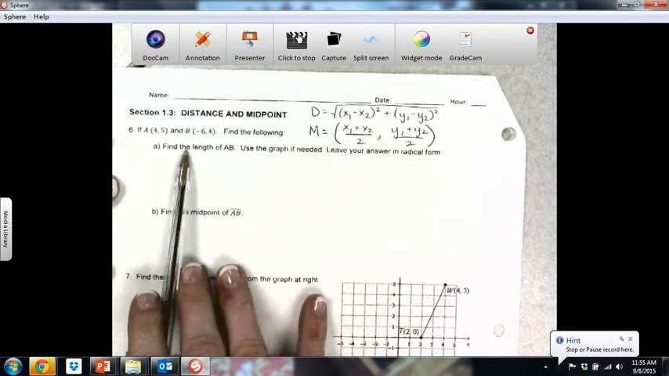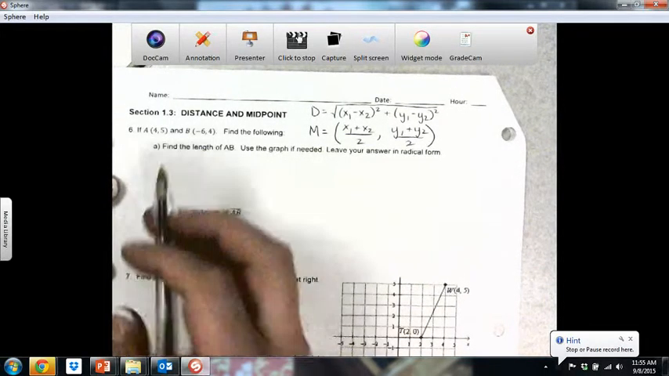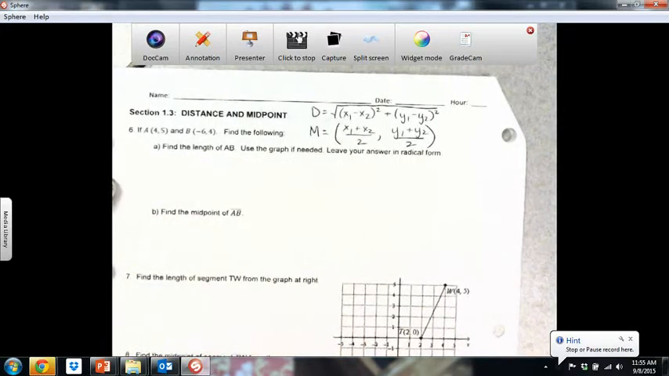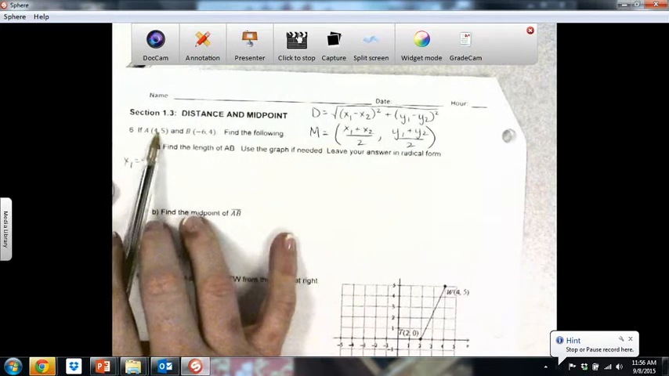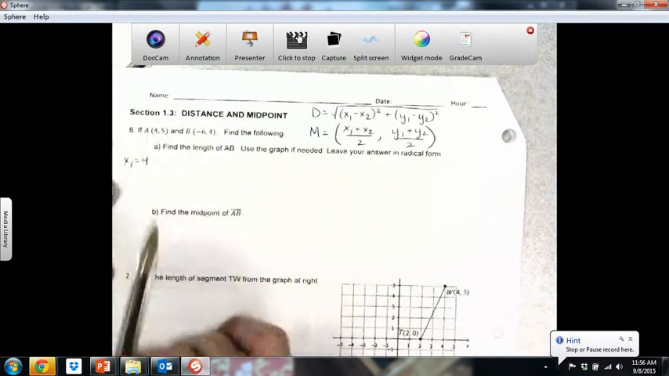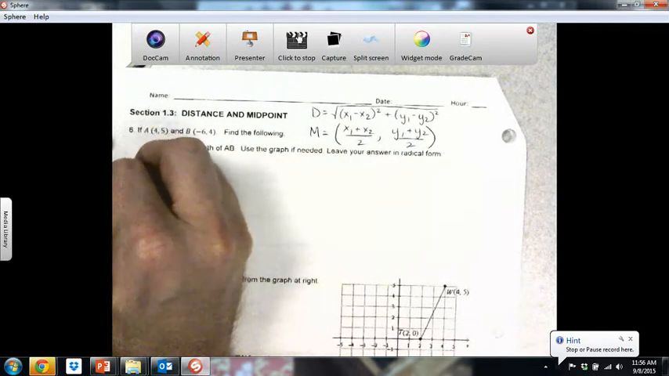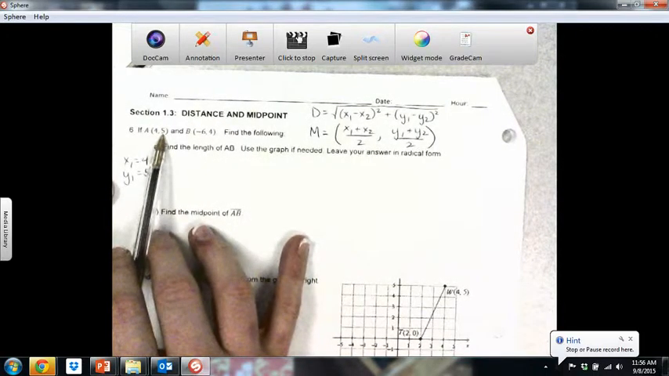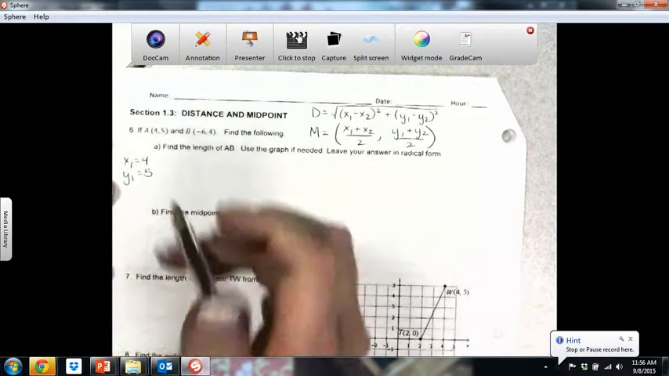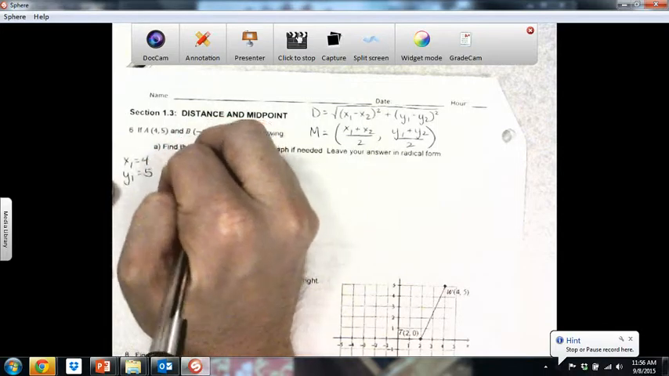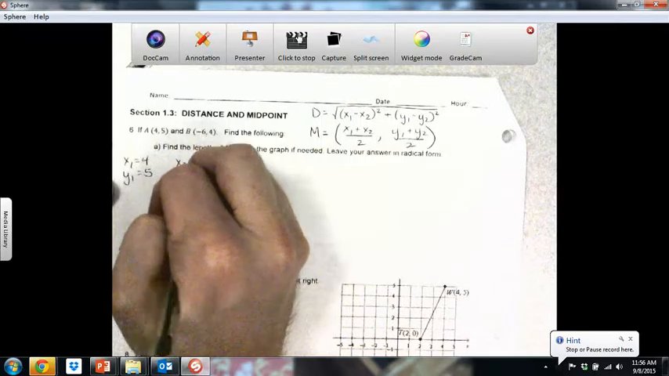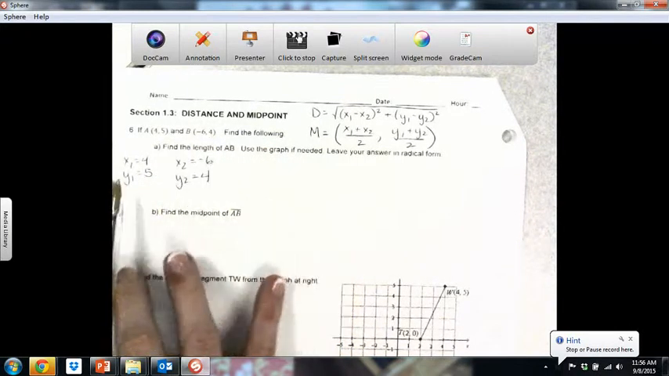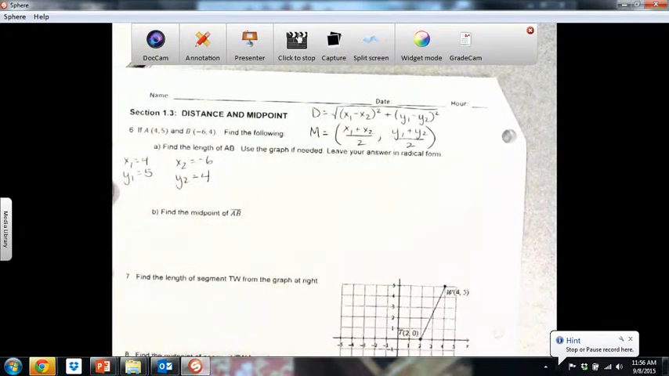So if I want to find the length of AB, I need to know what my x1, y1, x2, and y2 are. So here x1 is 4 because that's the x coordinate in the first point. y1 is 5 because that's the y coordinate in the first point. x2 is -6, the x coordinate in the second point, and y2 is 4. Knowing that information will help me plug it into the equation.